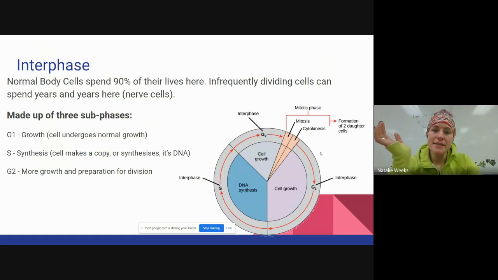Then a signal gets sent to the cell for synthesis, the S phase. Synthesis means to copy. So they're making a copy of all of their DNA because when that cell divides, each cell needs to have all of the DNA from that whole cell. The G2 phase is they grow some more and they physically prepare themselves to divide. They've got to get in their mental headspace, get in the game to actually divide.